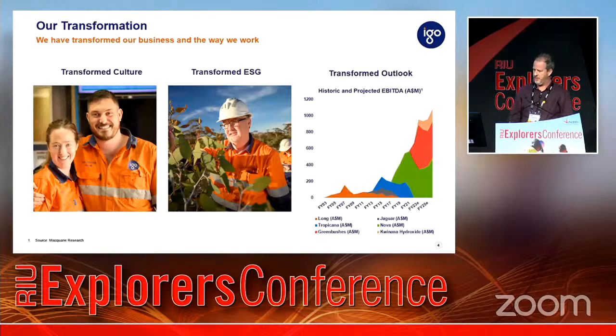It's been an exciting time for IGO in the last 18 months. We've gone through a significant transformation recently with the acquisition of 25% of the Greenbushes lithium mine and 49% of the Kwinana lithium hydroxide refinery. This coincided with our divestment of Tropicana to make us a truly 100% energy metals mining and exploration company.